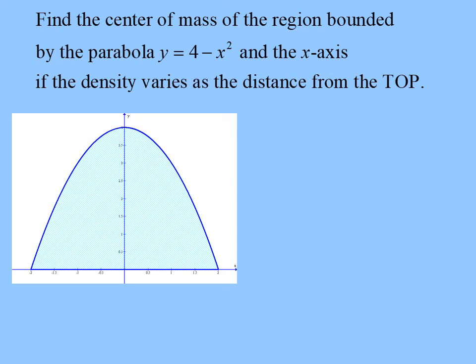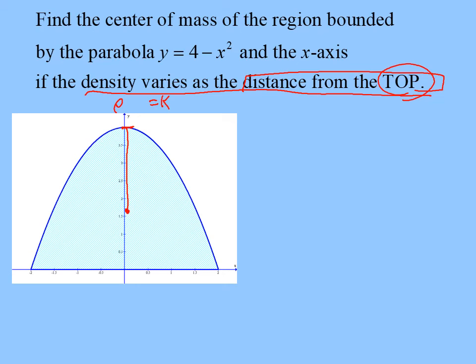In this last one, we're told that the density varies as the distance from the top. So here's the density, varies, and then we need to describe distance from the top. Here's the top. How do we describe a distance to any point down here? Well, just like before, the top is at 4. This point, the y value. So we need to subtract top minus bottom.